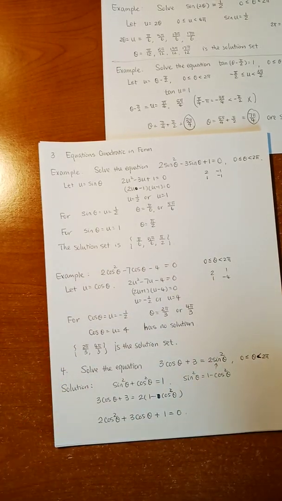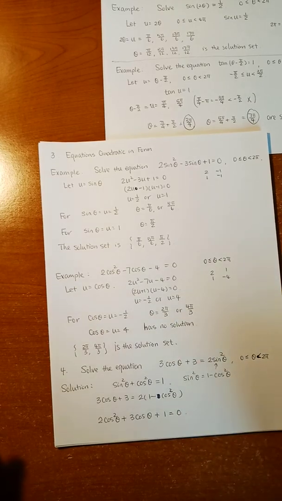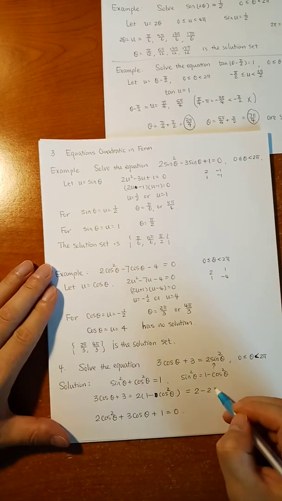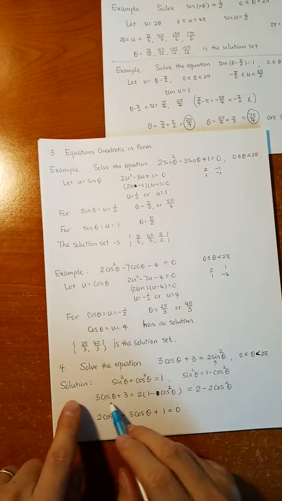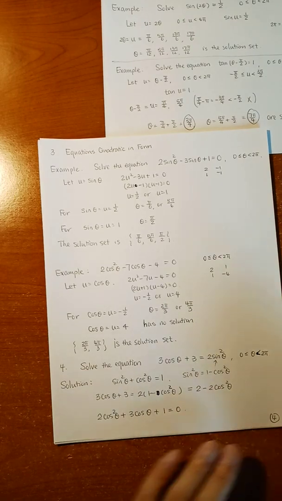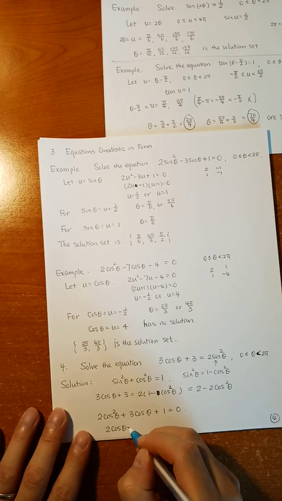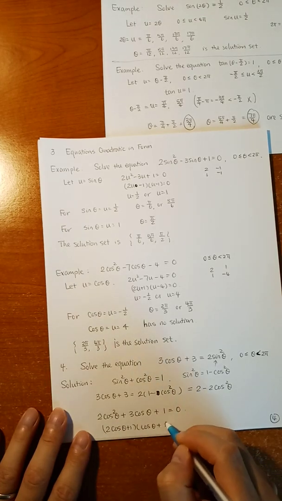Okay, anyway, you will get 2 cosine theta square plus 3 cosine theta plus 1 is equal to 0. Let me write one more step. Here is a 2 minus 2 cosine theta square, right? When I move these two terms to the left side, you will get this. And we can factor it as 2 cosine theta plus 1 and cosine theta plus 1.